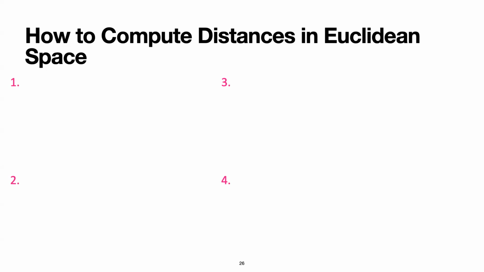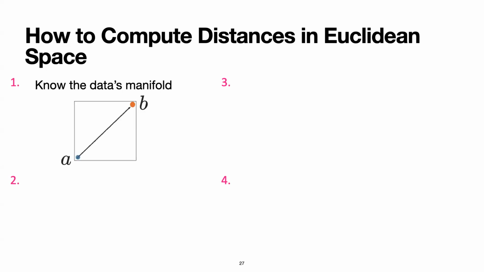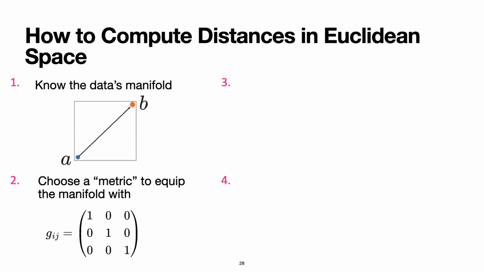First, again, we're going to start in Euclidean space just to set up the framework. So first, know the data's manifold, so know what constraints are acting on your data. In this case, there are no constraints, so we're just in Euclidean space. Everything is easy. Then we choose a metric to equip the manifold with. This is the thing that I was talking about earlier that will let us define distances. In Euclidean space, it's really easy. It's just the identity matrix.